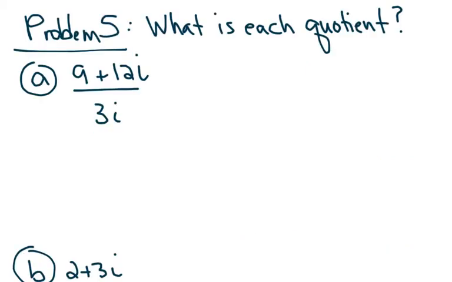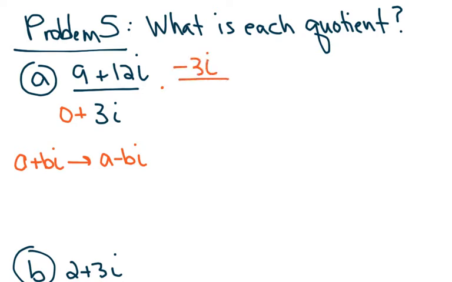All right, in order to do dividing, like 9 plus 12i divided by 3i, I'm going to multiply by something called the complex conjugate of the denominator. Remember I just said the complex conjugate of a plus bi is a minus bi. Where's the a? Well, it's a 0. So the complex conjugate of 0 plus 3i is really 0 minus 3i. So I'm going to multiply the numerator and denominator by negative 3i.